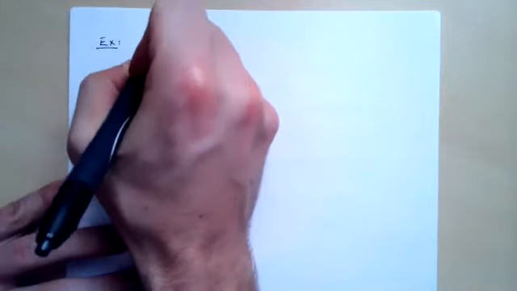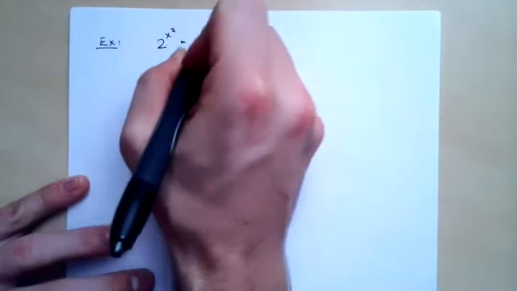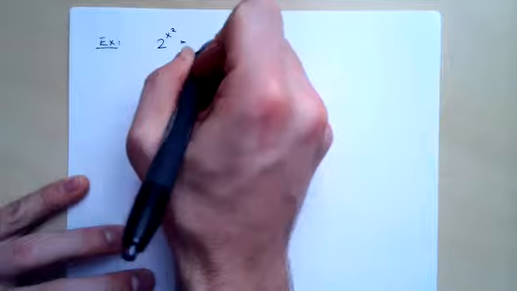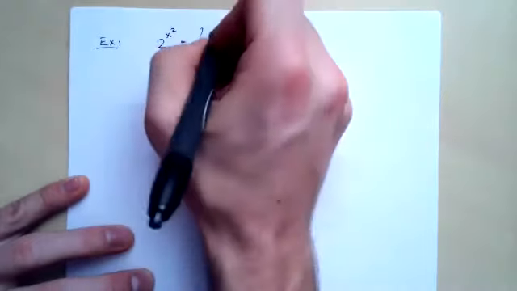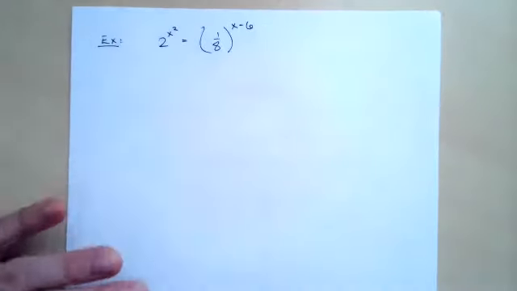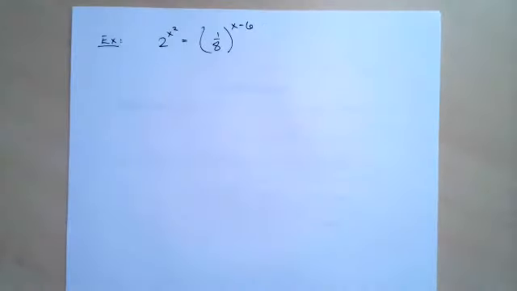And then let's do one more example. We'll throw everything in there that we've been working on. We'll make this one a quadratic. So let's say 2 to the x squared is equal to 1/8 to the x minus 6. So a bit more complicated now.